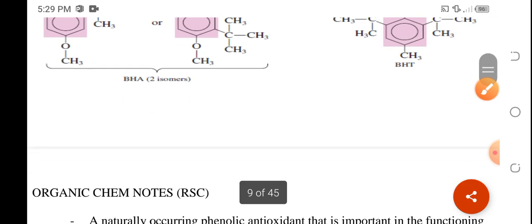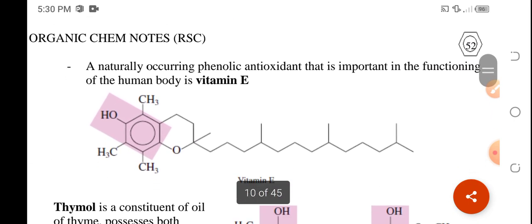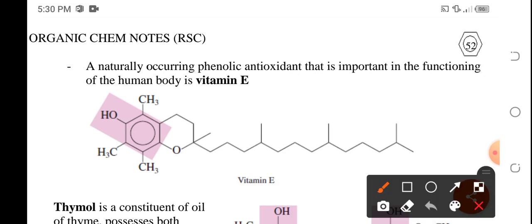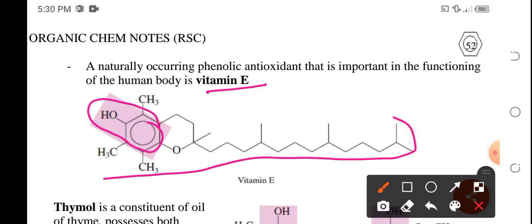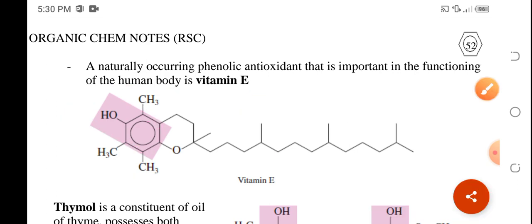Aside from being an antioxidant and antiseptic, aside from those synthetic antioxidants, we have naturally occurring antioxidants. So this is vitamin E. Vitamin E also possesses a phenol part in its complicated structure. The structure of vitamin E is rather long and complicated. Nevertheless, it still has a phenol part.